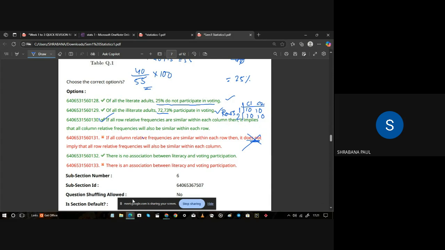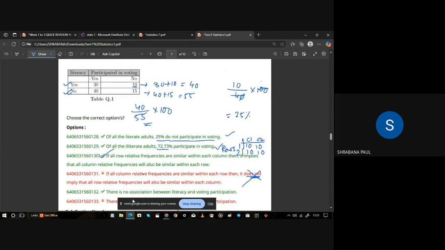What do you think from this data? This is association or no association? Anyone?